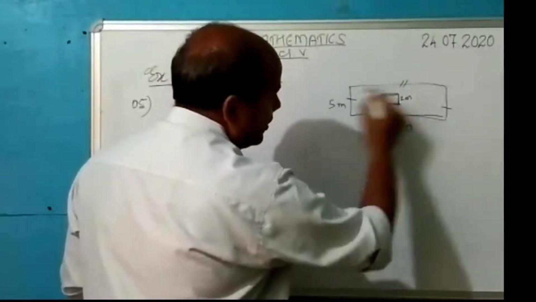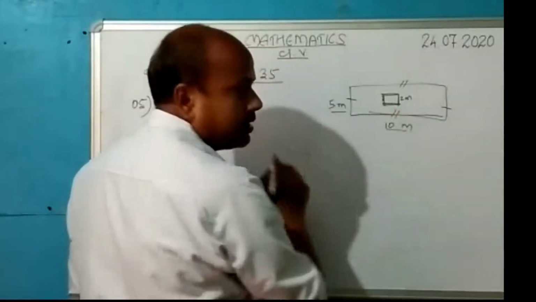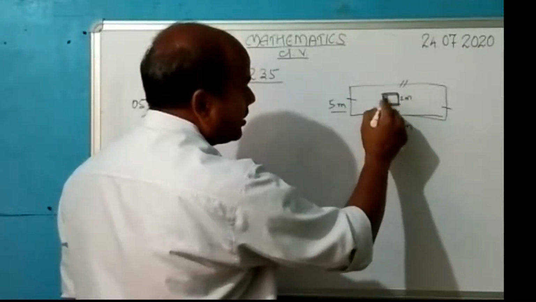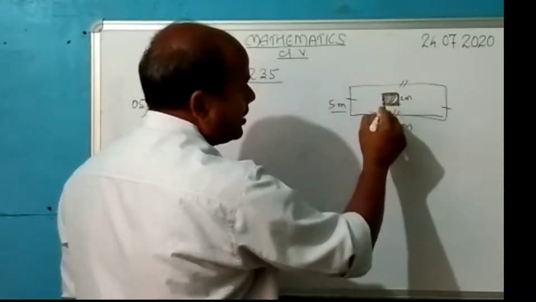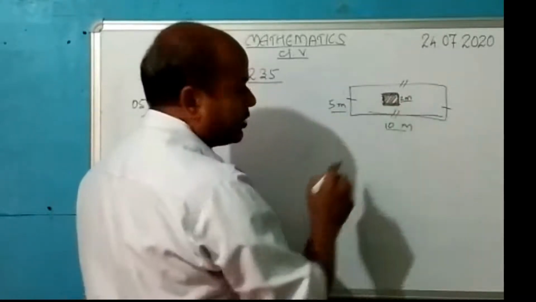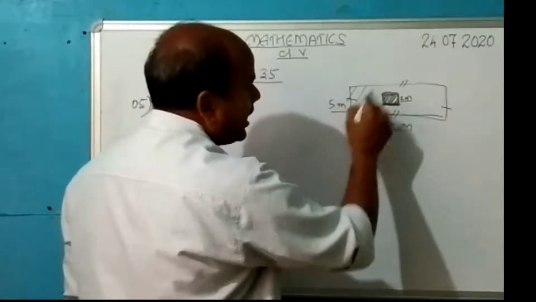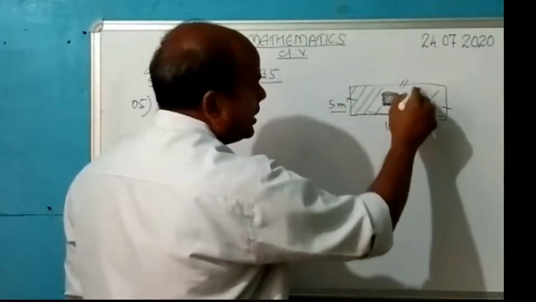This is a rectangle with the length and the breadth. In the middle there is a square shaped flower bed, and this is 2 meter. 2 meter means square, so 2 meter, 2 meter, 2 meter, 2 meter. So how much area is covered by the mud? This area you have to calculate.